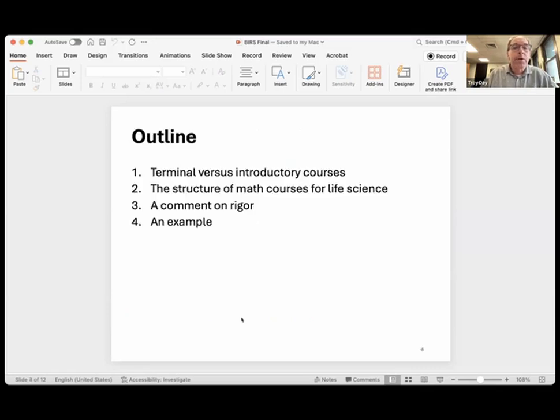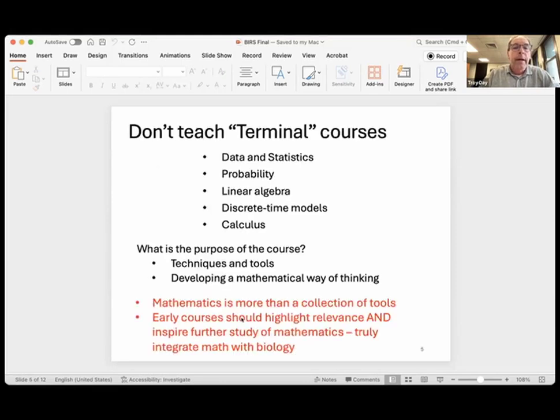So I'm going to talk about 4 things. I want to talk about types of courses, which I'll call terminal courses versus introductory courses. So I'll talk about the structure of courses that are aimed at teaching math to life science students, and a bit of a comment on what it means to be rigorous in these courses. And I'll finish with an example of how I've been trying to do these things in a calculus class that I've been teaching.